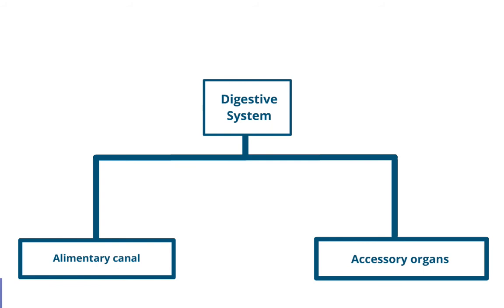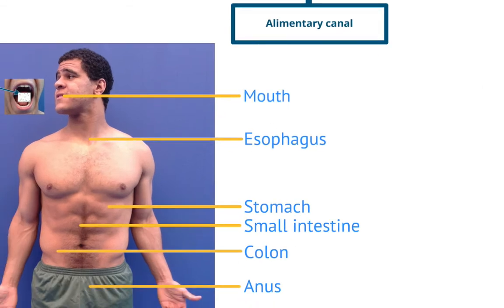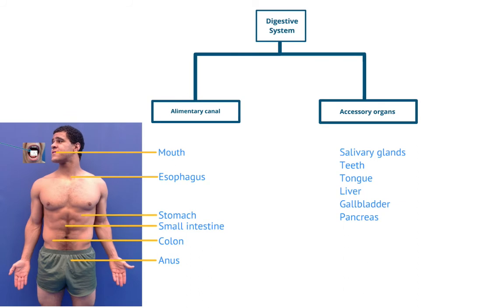The digestive system has 2 divisions, the alimentary canal and accessory organs. The alimentary canal consists of a series of hollow organs, including the mouth, esophagus, stomach, small intestine, colon, and anus. Accessory organs participate in digestion, but are not hollow like the organs of the alimentary canal. These organs include the salivary glands, teeth, tongue, liver, gallbladder, and pancreas.